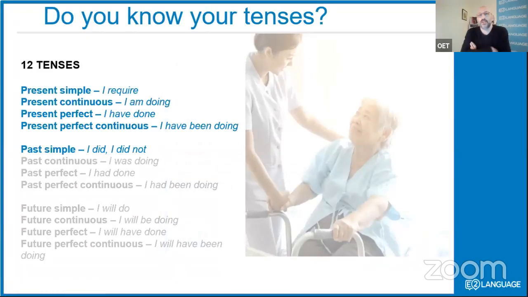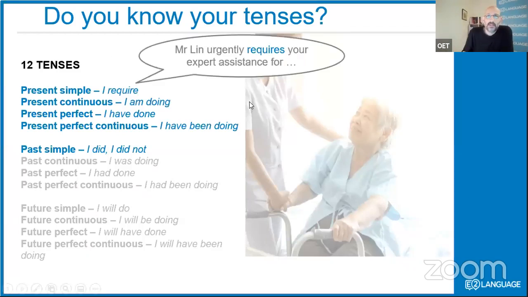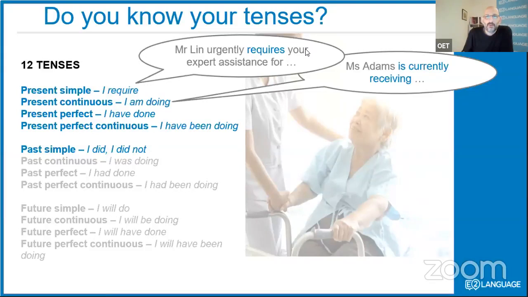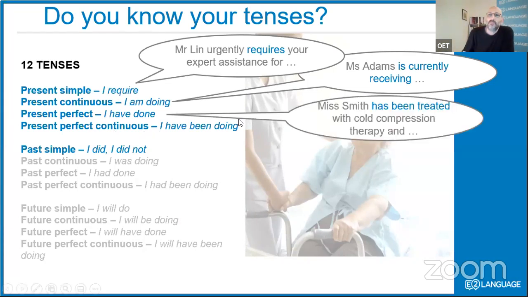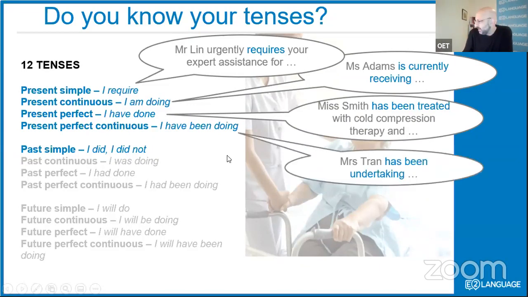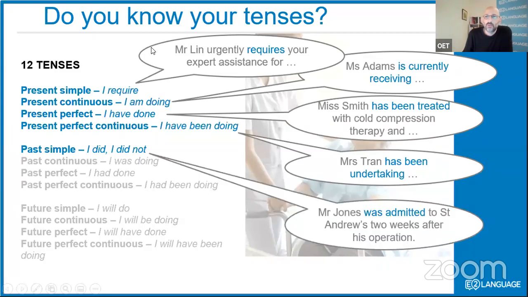12 verb tenses. It's the top 5 in blue which are most commonly used. The present simple, as in Mr. Lin urgently requires your expert assistance. The present continuous, Ms. Adams is currently receiving. The present perfect, Miss Smith has been treated with cold compression therapy. The present perfect continuous, Mrs. Tran has been undertaking. And the past simple, Mr. Jones was admitted to St. Andrews 2 weeks after his operation.